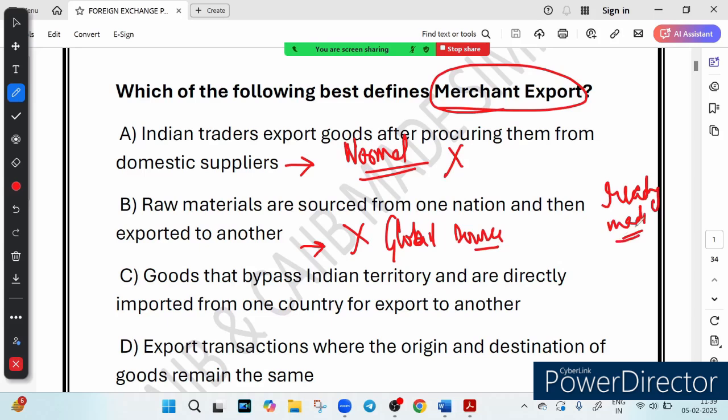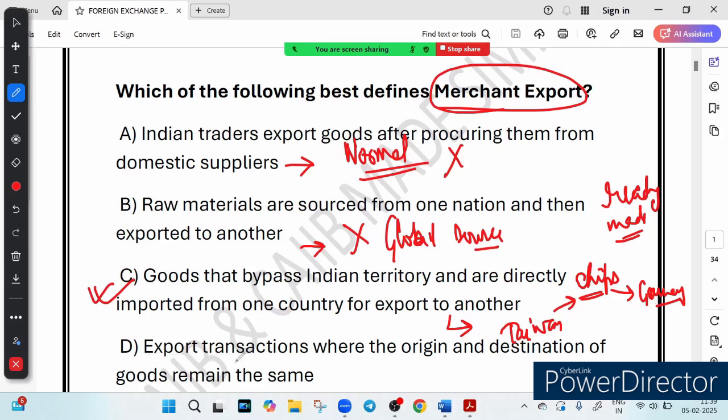Now option C says that goods that bypass Indian territory and are directly imported from one country for export to the other. Yes, this is the exact definition of merchant export. You know it very well that traders simply buy from one foreign country and sell to another without the good ever entering India. For example, an Indian exporter orders electronic chips from Taiwan and directly sell them to buyer in Germany. So it orders from Taiwan and it sell to the buyer in Germany, right? So this is example of merchant export because the goods never entered India and are traded internationally.